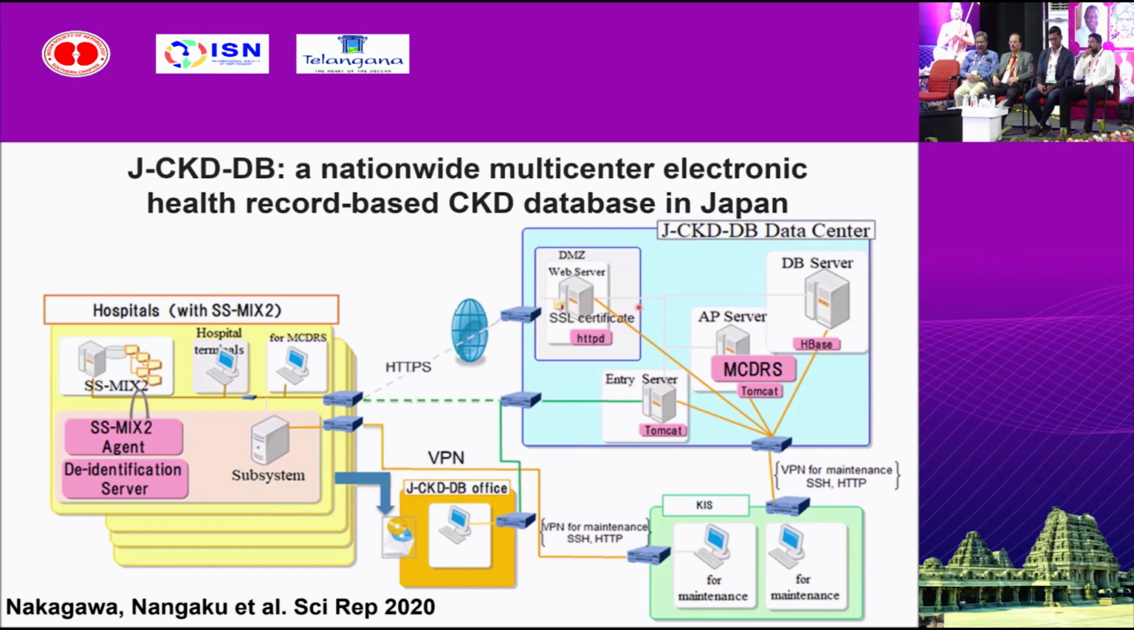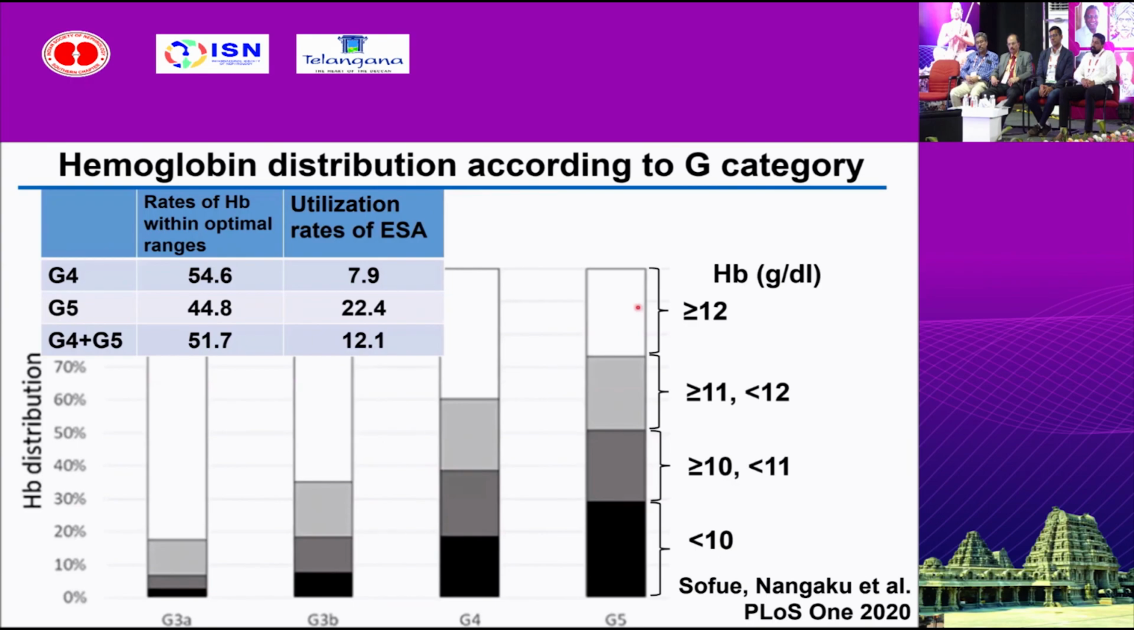Currently, we have the data of more than 200,000 CKD patients in this database. We analyzed this database to check the status of anemia in CKD patients in Japan. As you can see here, the anemia levels progressed as the CKD G stage advanced.